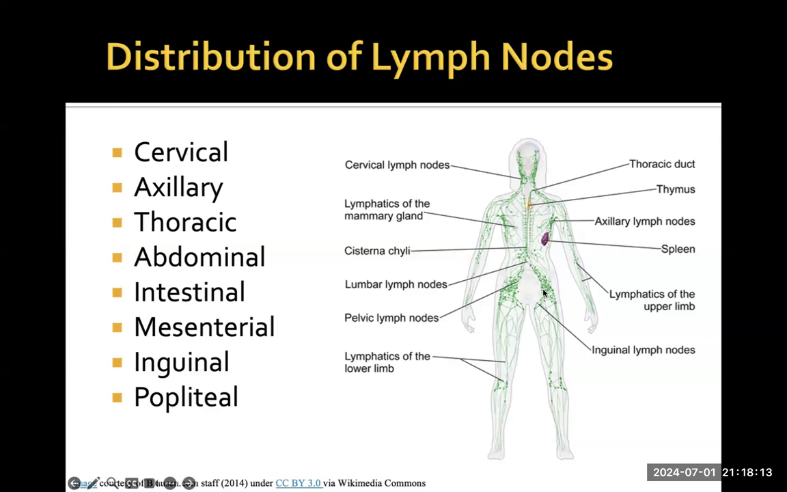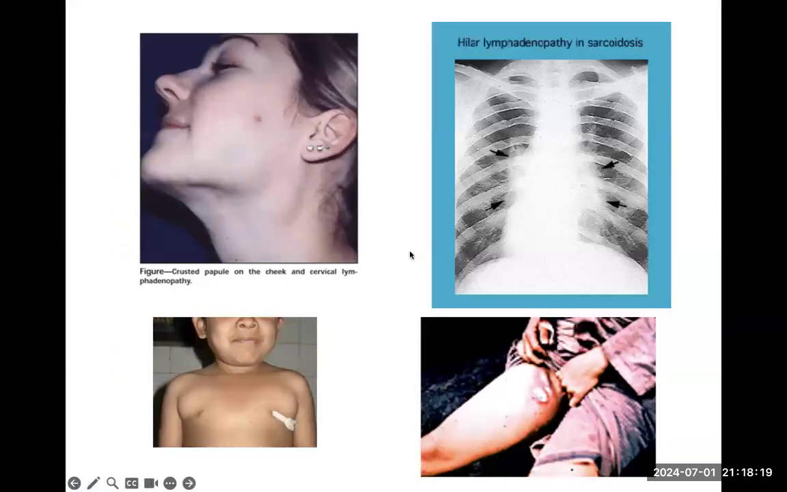Then you also have the inguinal region where you have lymph nodes, and then the popliteal, which is the back of the knee. So this is a good image for you guys to see. This one is the crested papillae on the cheek, and then the cervical lymph nodes are bulging here. Here in this case, you're looking at thoracic. Here is popliteal, and then here is axillary.